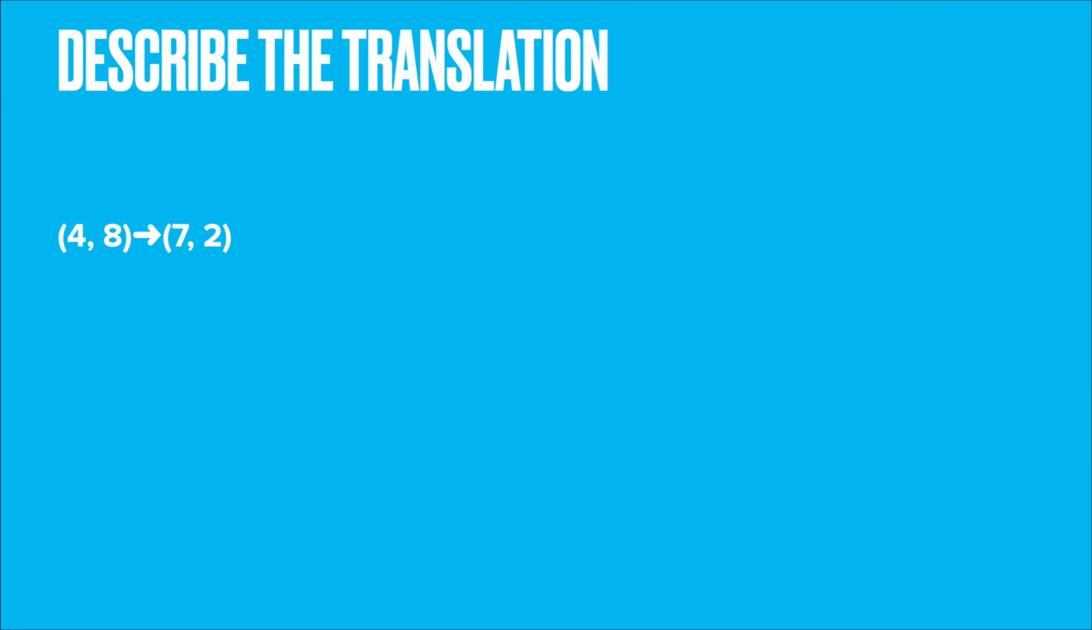All right. So now we are going to describe this translation. So in this case, it goes from 4 to 7. So to see how much that changed, I do 7 minus 4 is 3. And then 8 to 2, so I do 8 minus 2 is 6. Or sorry, to be more accurate, we should keep it the same. So we say 2 minus 8, which is negative 6. So that means that in this case, it goes right 3 and down 6.